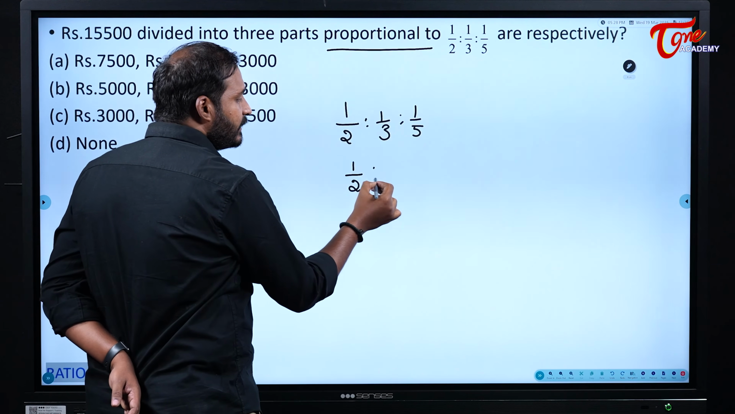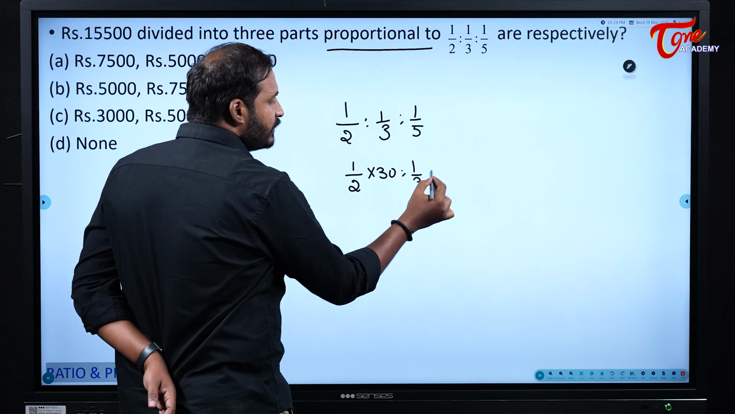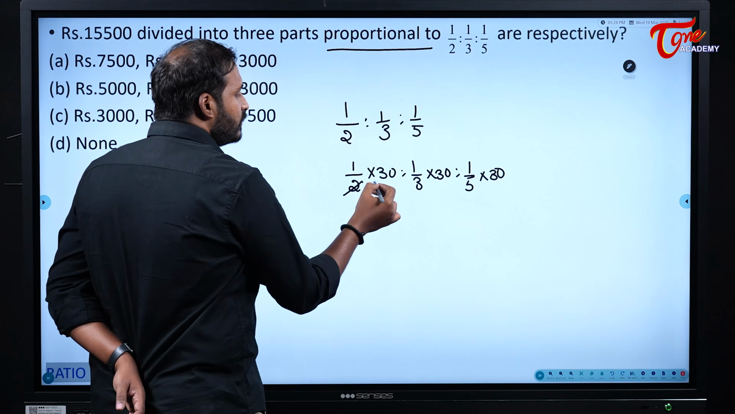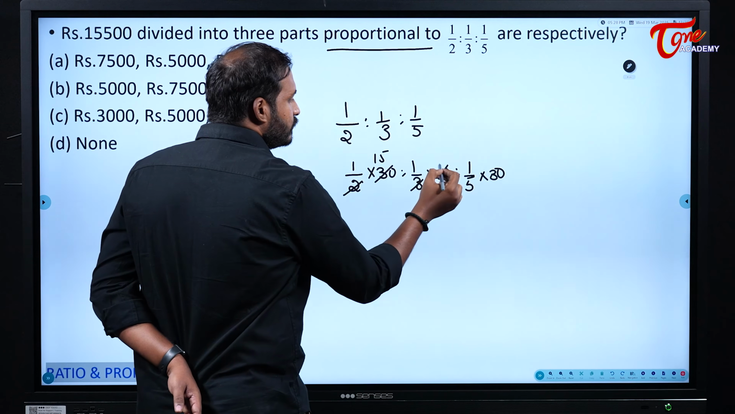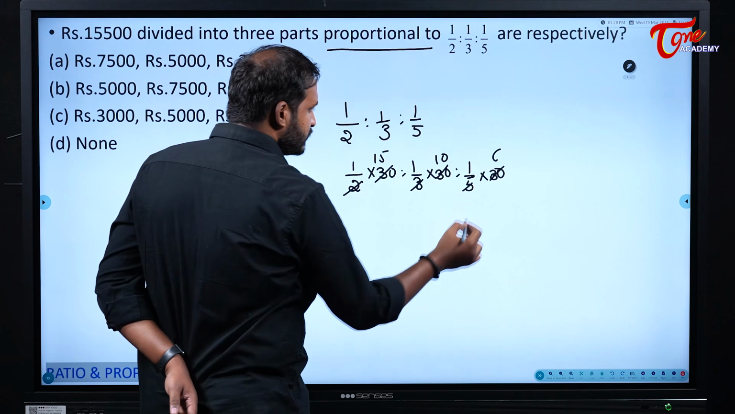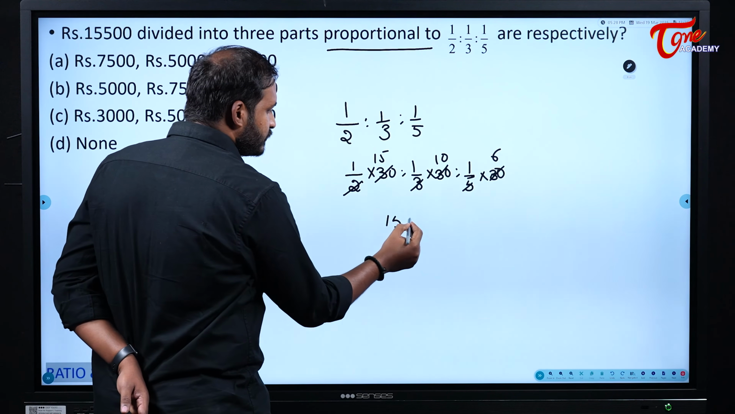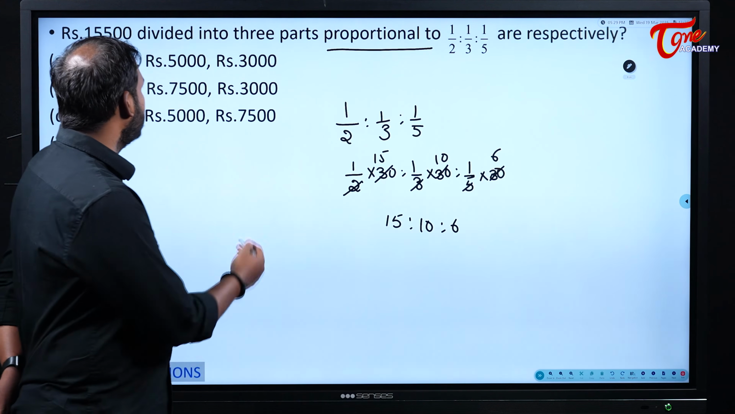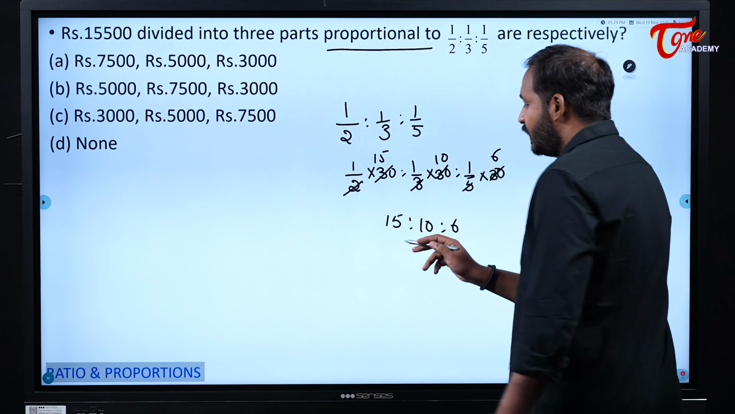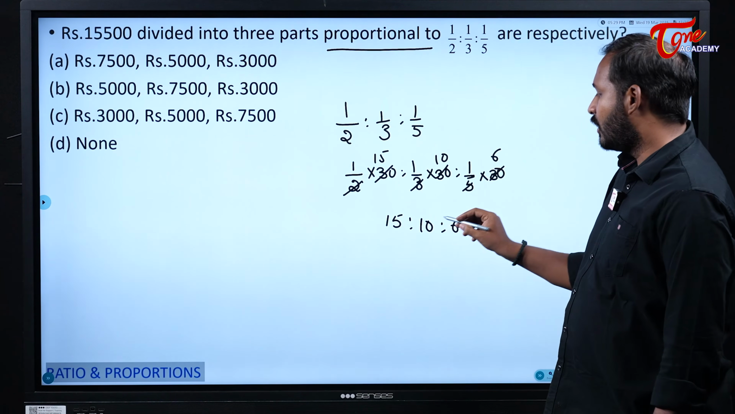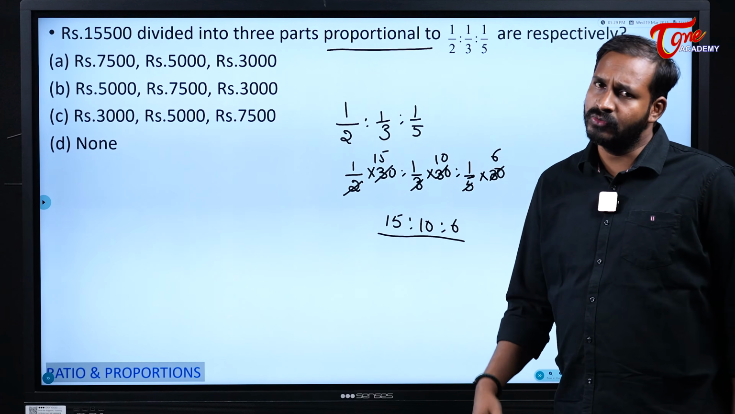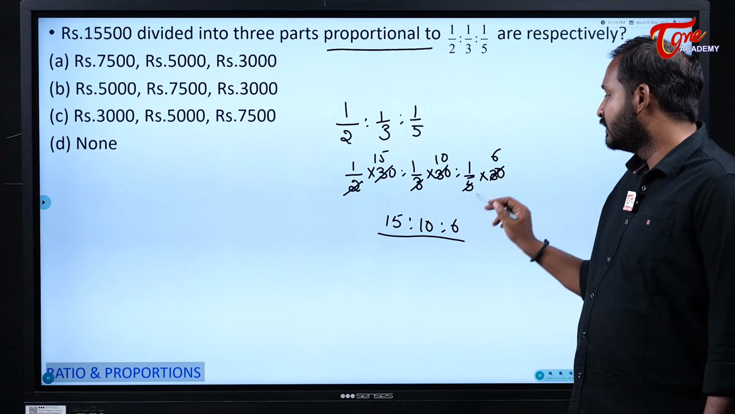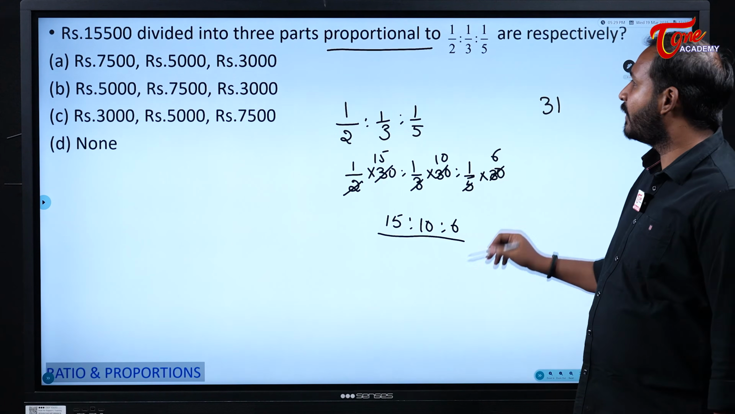So 1/2 into 30 is to 1/3 into 30 is to 1/5 into 30. It becomes 15 is to 10 is to 6. Now what they are asking is the three parts. Total number of parts is how many here? 31. 31 parts is equal to what? 15,500.